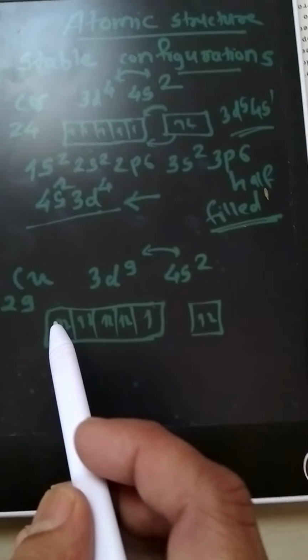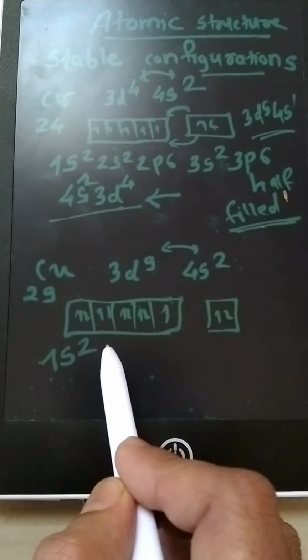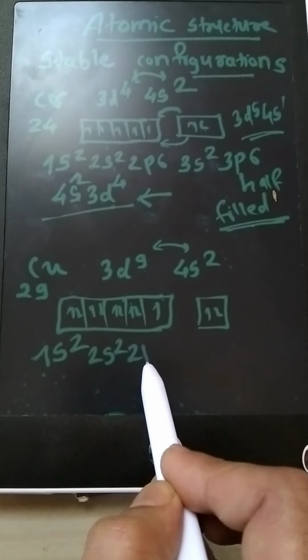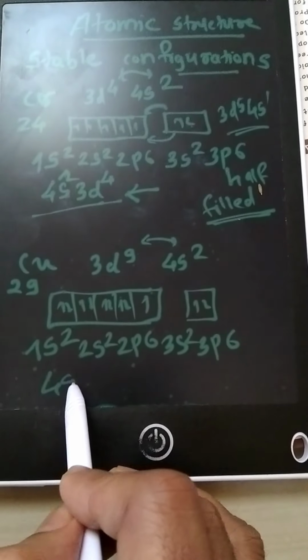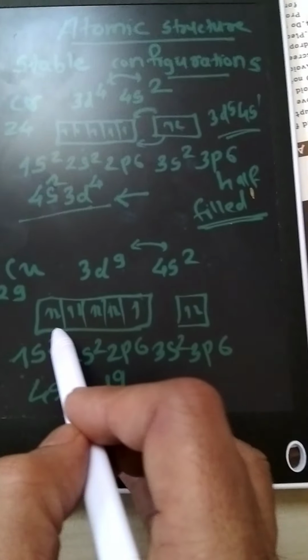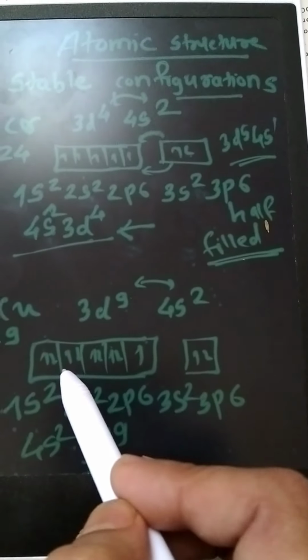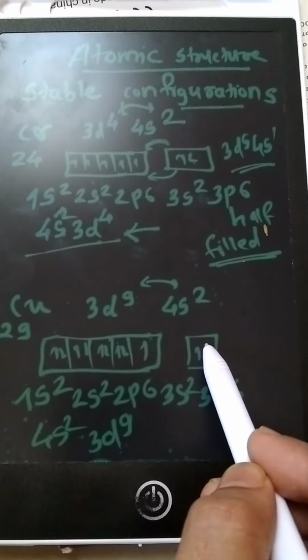Next we see the example of copper, atomic number 29, with the electron configuration 1s2, 2s2, 2p6, 3s2, 3p6, 4s2, 20 electrons here, and 3d9, 9 electrons. So d9 means 9 electrons are distributed in 3d orbitals as 4 pairs and 1 single electron. 4s2, 2 electrons are there.